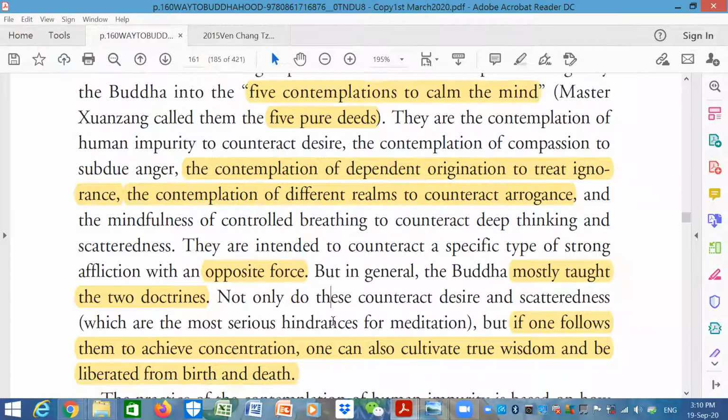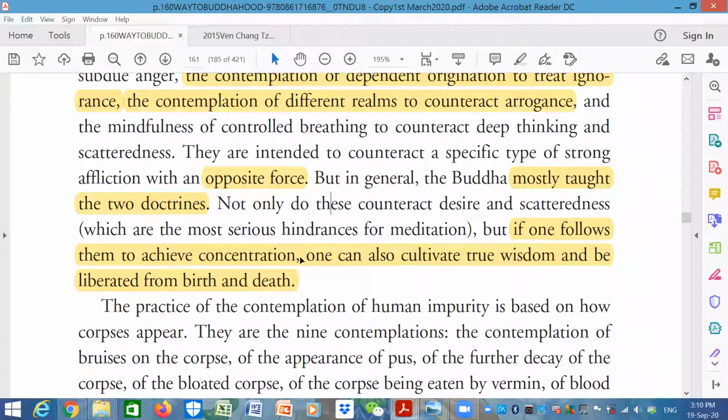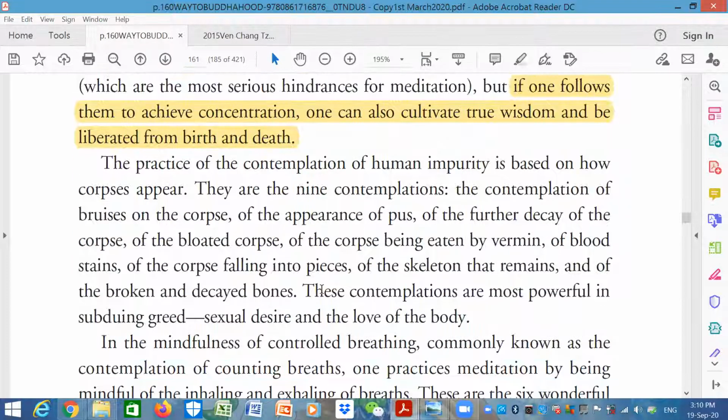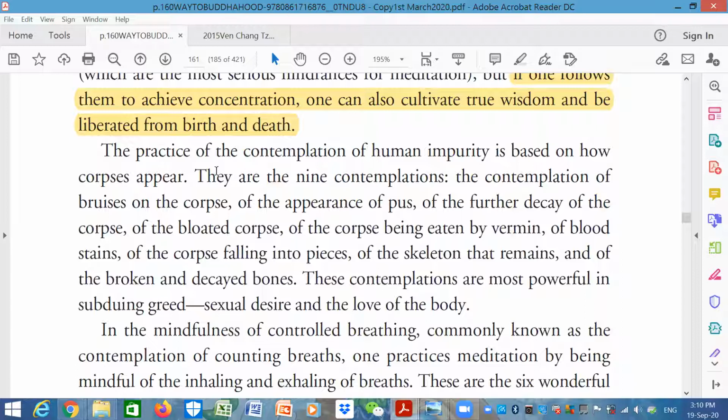Because with this type of what counteracts what, we can see the reason behind, you see. By using Abhidhamma, we are able to explain it. Okay, next, let's take a look. Okay, if one follows them to achieve concentration, one can cultivate true wisdom and be liberated from birth and death. Okay, now we go a little bit deeper.